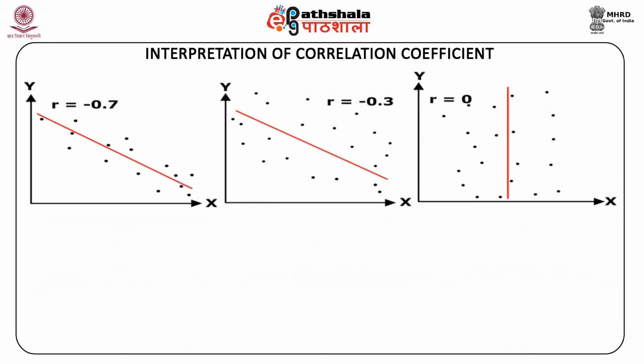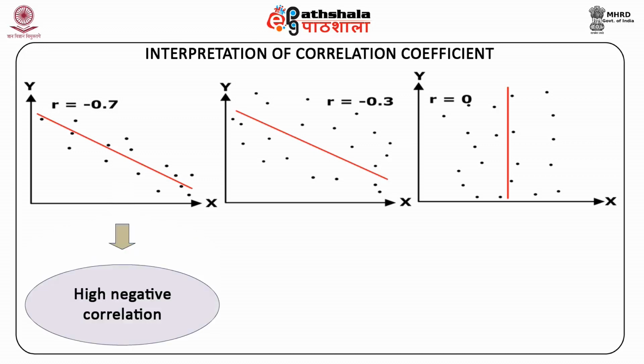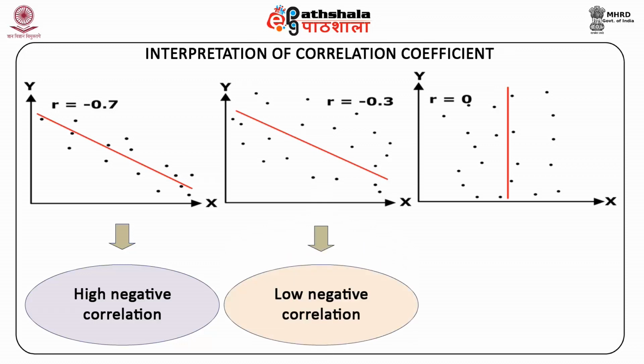In the panel, negative correlation between the variables has been shown. The value of minus 0.7 indicates high negative correlation, whereas the value of minus 0.3 shows low negative correlation between the variables.